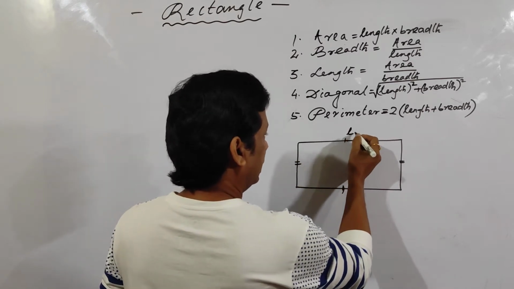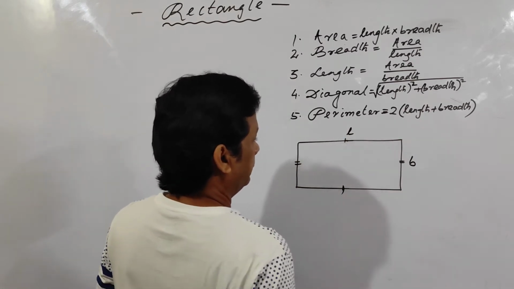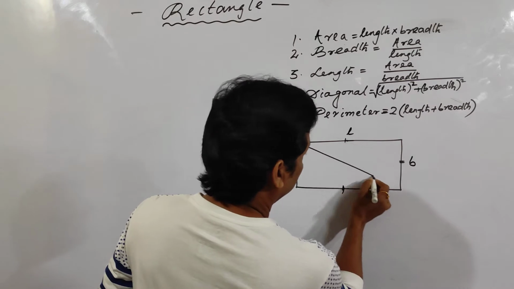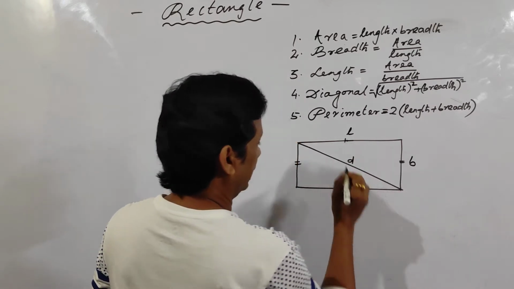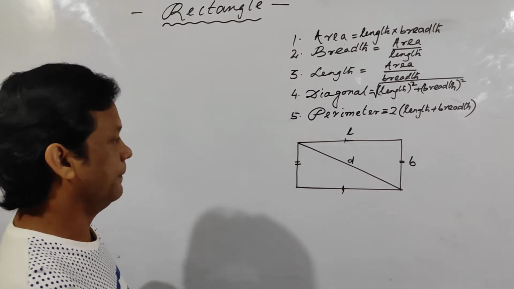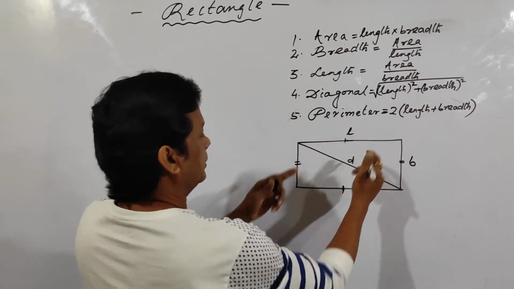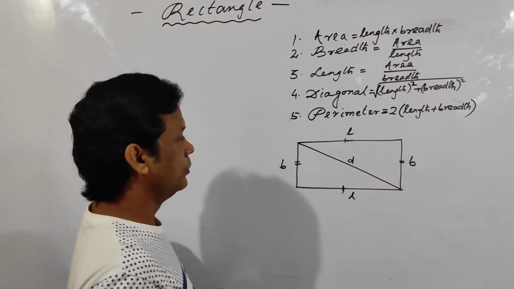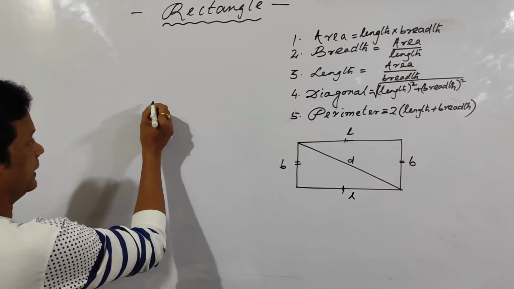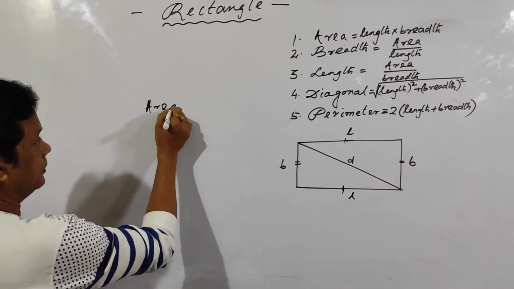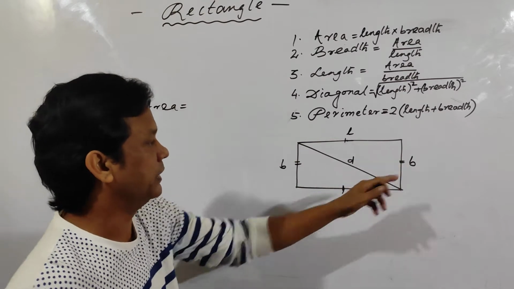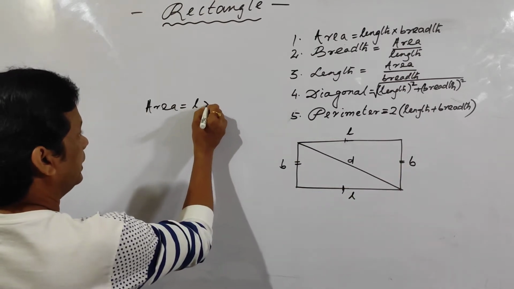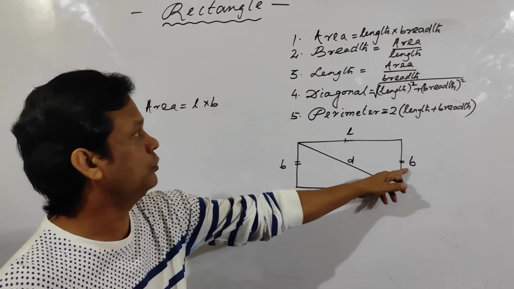So let it be L and let it be B, and this is the diagonal, and let it be D. Okay. So if this is L, this is also L, and if this is B, this is also B. So the area of the rectangle, area is length into breadth. That means L into B.